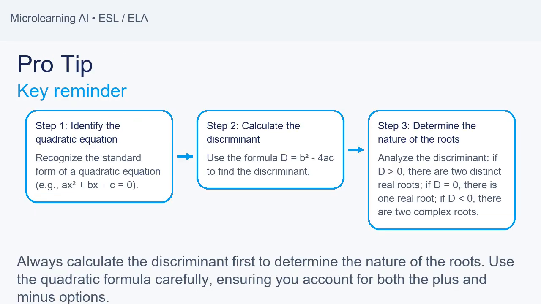Pro tip: always calculate the discriminant first to determine the nature of the roots. Use the quadratic formula carefully, ensuring you account for both the plus and minus options.